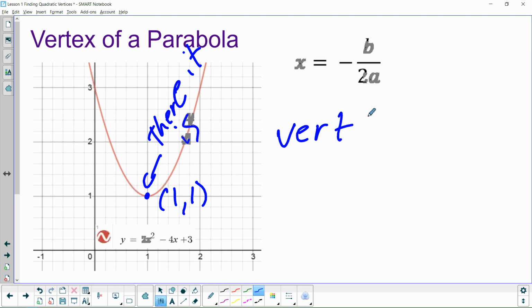Vertex, if I could just spell. And it's an ordered pair, right? It's a location on a graph, 1, 1.